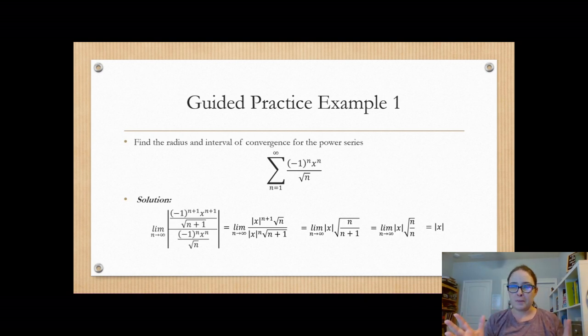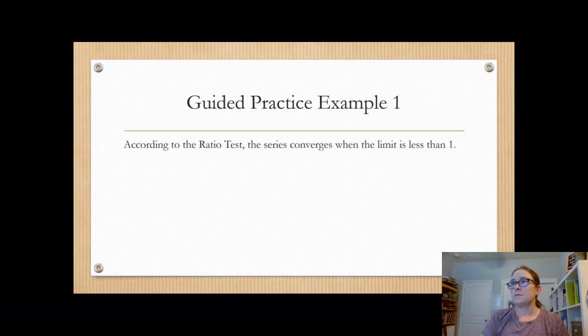And this is where I have to go back and remind myself, okay, I'm doing a ratio test. And according to the ratio test, when I take this limit, it will only converge when the result of the limit is less than 1. Okay, the series converges when the limit is less than 1, which tells me that my result, the absolute value of x, has to be less than 1 for the series to converge. From this, I'm going to get my interval of convergence.